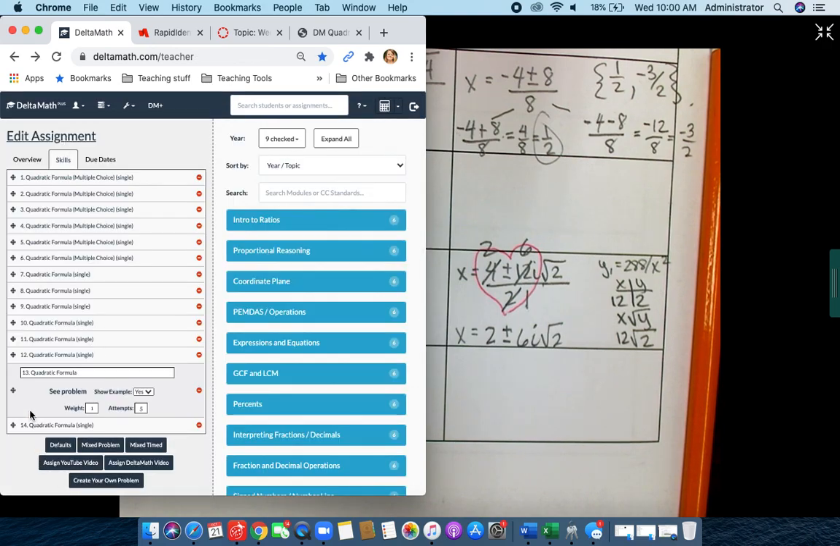All right, so go ahead and wrap up the assignment by making sure numbers 2 through 14 even are done. Good luck with your assignment.